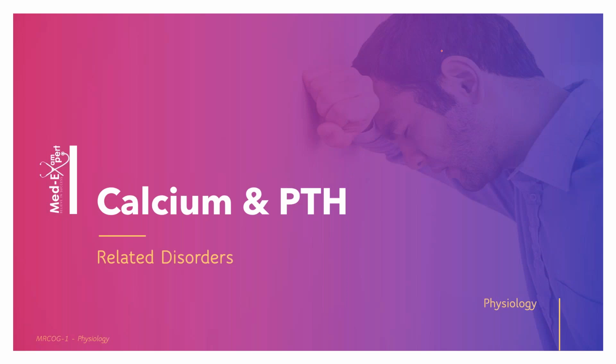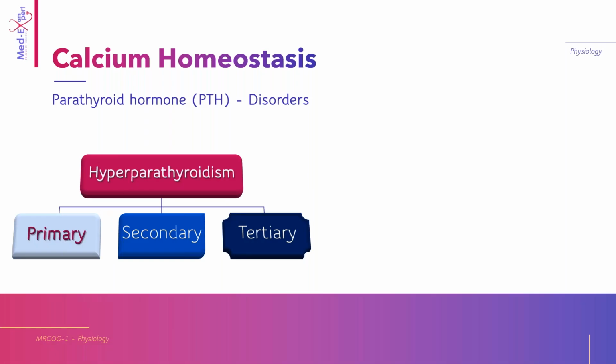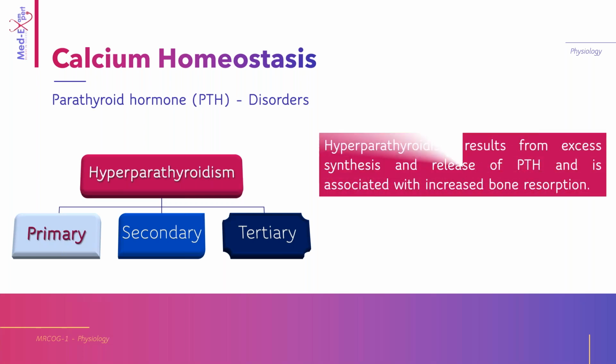Now let's talk about the disorders related to calcium and parathyroid hormone quickly, of course. We have the most famous disorder here for the parathyroid hormone, which is hyperparathyroidism. And we have three forms of hyperparathyroidism: the primary, secondary, and tertiary. Hyperparathyroidism results from excess synthesis and release of parathyroid hormone, and this is associated with an increase in bone resorption.